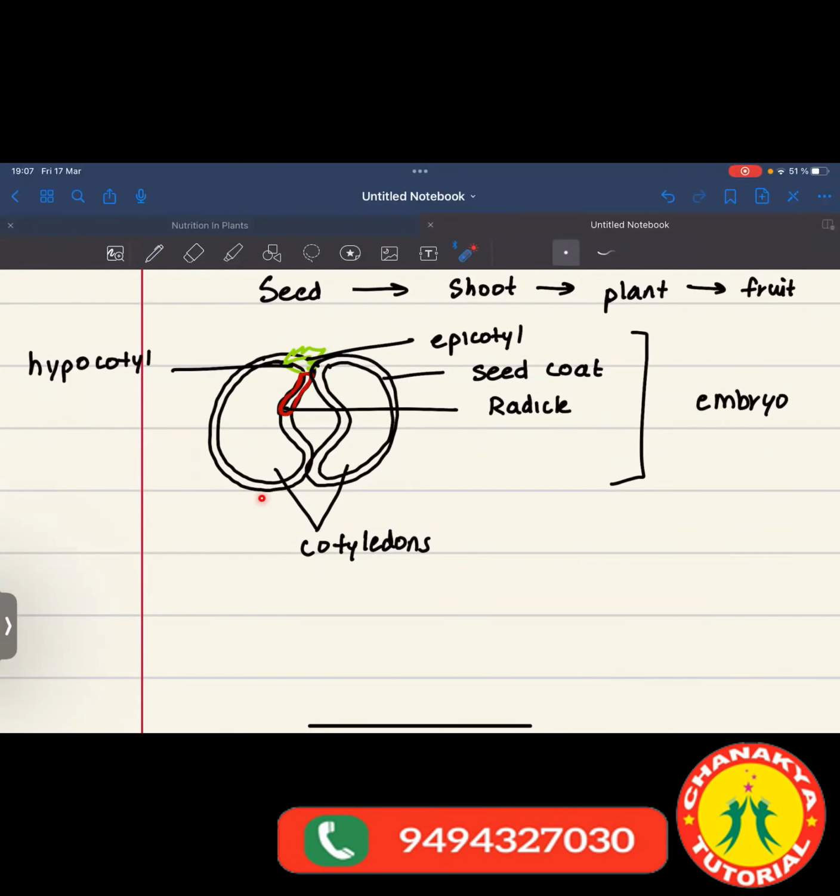Then you have a covering for the seed which is known as the seed coat, and these two parts of the seed are known as cotyledons. The cotyledon is rich in starch. This is where all the food is stored, in the cotyledon. Then you have the radicle. From the radicle only the plant will grow.